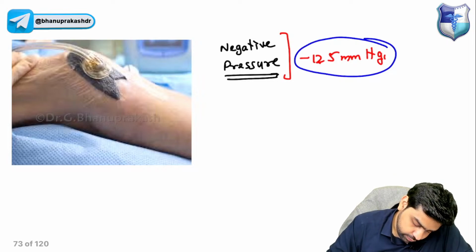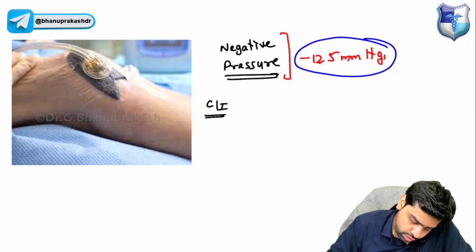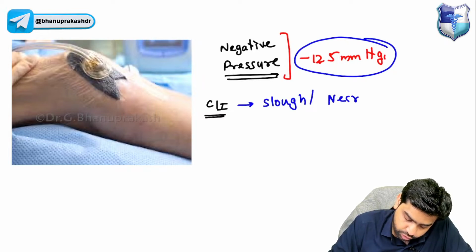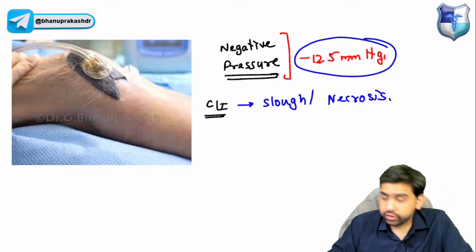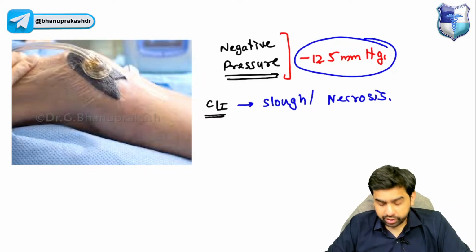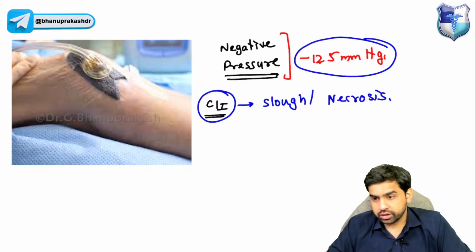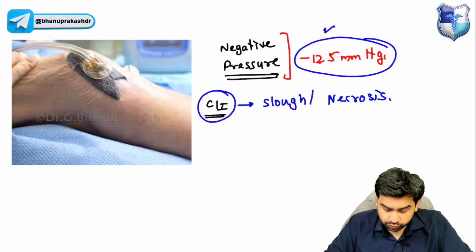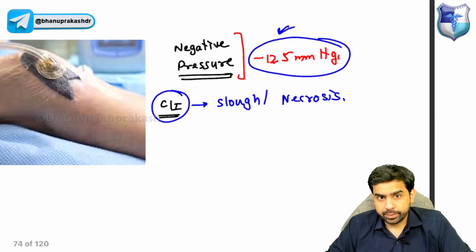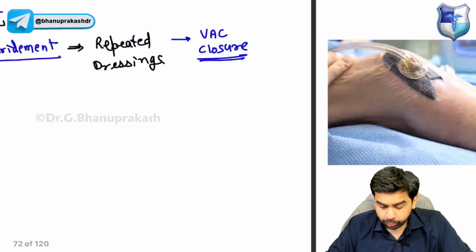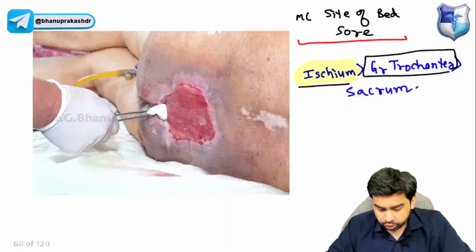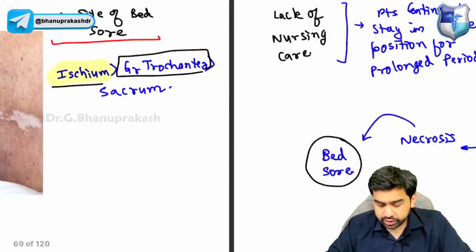Now, what is a contraindication for doing this particular vacuum assisted closure? If at all there is slough or necrosis, that is a contraindication for subjecting the patients to this particular vacuum assisted closure. And the negative pressure which is generated is minus 125 millimeters of mercury. I hope you have understood this particular point. This is one of the very, very important topics for you guys. I hope you have understood bed sore.